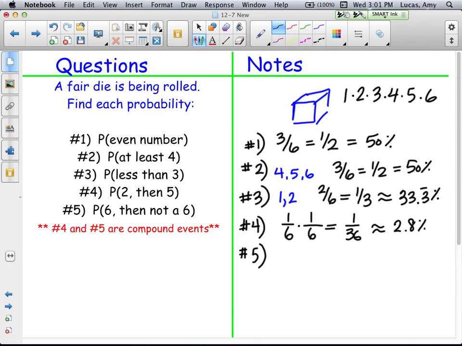The probability of getting a 6 is 1 out of 6. Then the probability of not getting a 6 would be the other 5 numbers. So 5 out of 6. So multiply these across and you get 5 over 36, or about 13.9%. So you just have to be careful with the wording. Make sure you understand if they're talking about one single event or 2 events that are compound.